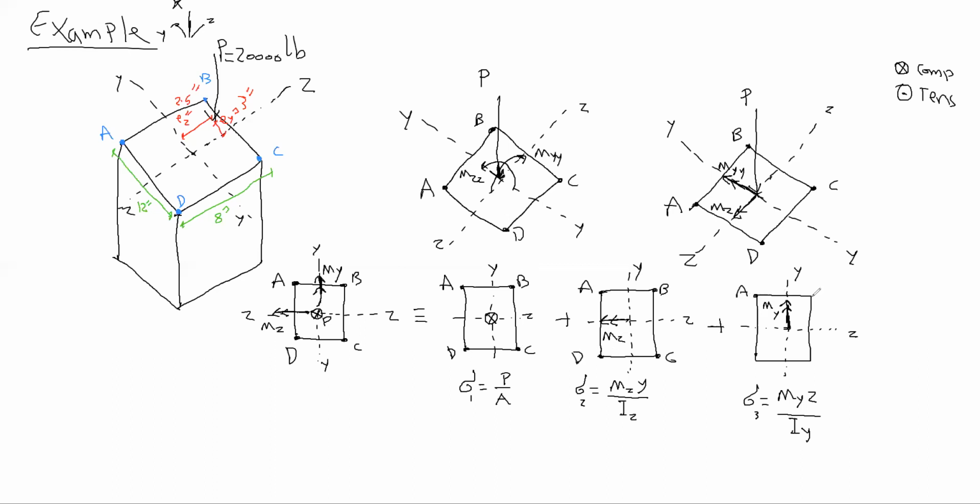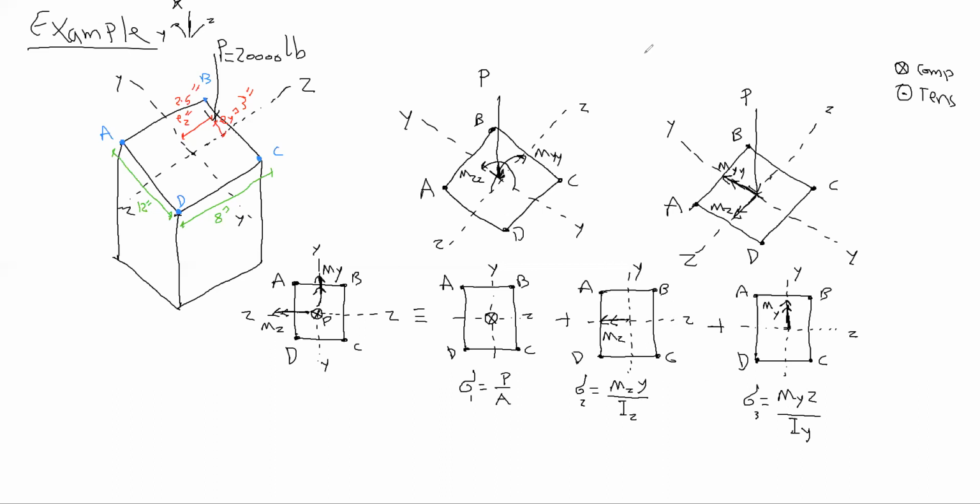This is point A, this is point B, this is point C, this is point D. So for each point we should find three stresses: one based on the actual force, another from the moment in the direction of Z, and the other based on the moment in the direction of Y. Which means we need P, we have P. We need to find MZ and MY. Also we need the moments of inertia. For Y and Z, it's okay.